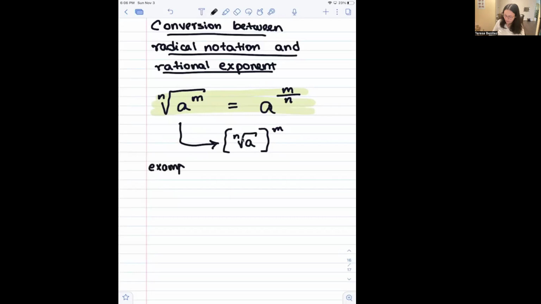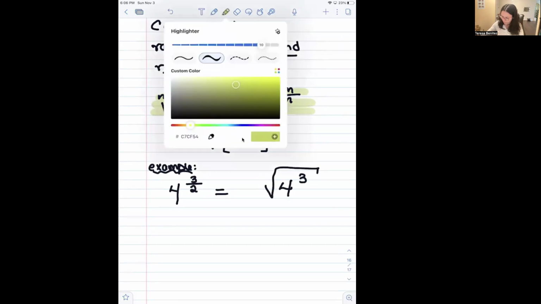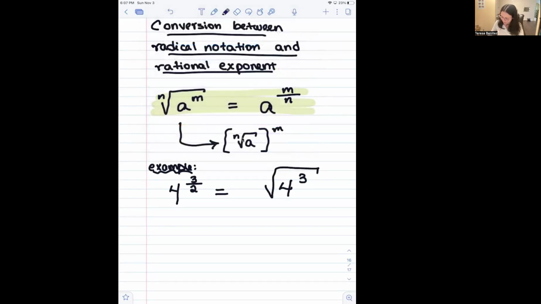Let's look at an example of this. If I have 4 to the power of 3/2, so I have a rational exponent, and I want to change that to radical notation, and I follow what is highlighted, where this is 4 to the power of 3/2, then that can also be the square root of 4 to the power of 3. Notice how I took, can I highlight a different color here? We'll see this slowly soon. This 3 will be equal to m, so m stays here.